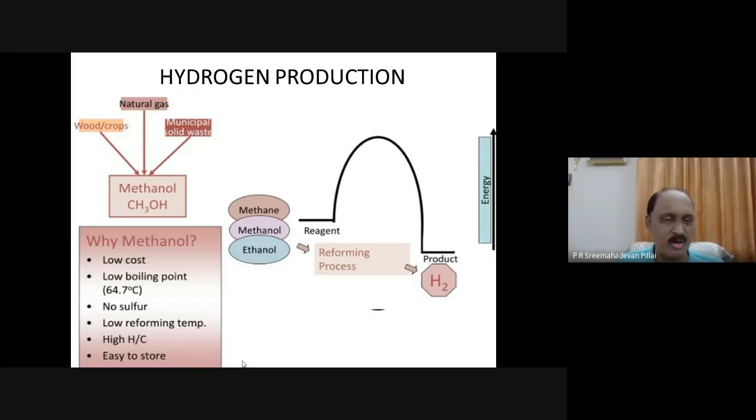Okay. Now, hydrogen has no sulfur. So many advantages are given. And it is easy to store also, because hydrogen is not that dangerous in storing like oxygen. Oxygen we always advise to store at low temperature. But hydrogen doesn't need low temperature. Like methane, it can be stored effectively at atmospheric temperature also. Now, coming to the next slide.